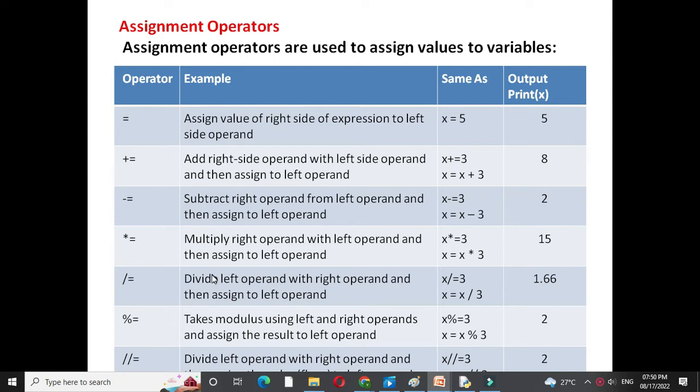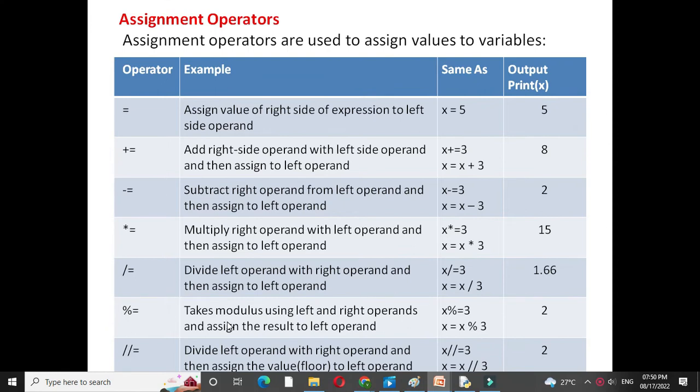Multiply equal to, which multiplies the right operand with the left operand and then assigns to the left operand. For example, if x multiply equal to 3, the output will be 15, since 5 into 3 is 15. Divide equal to, which divides the left operand by the right operand and then assigns to the left operand. For example, if x divide equal to 3, the output will be 1.66. Then modulus equal to, which takes modulus using left and right operands and assigns the result to the left operand. For example, if x mod equal to 3, the output will be 2, since 5 mod 3 is 2.